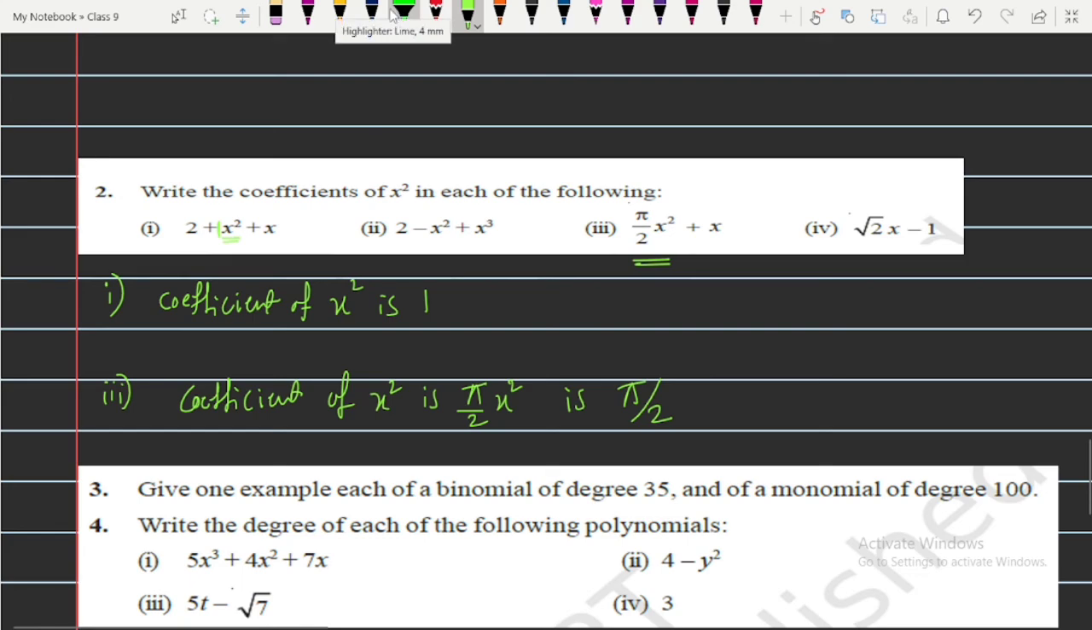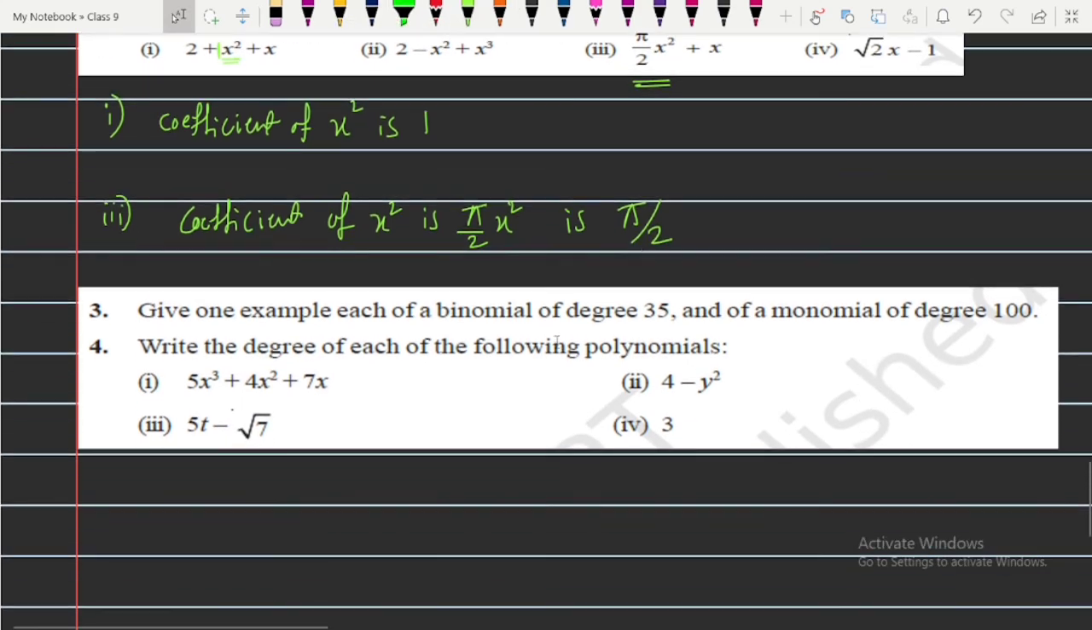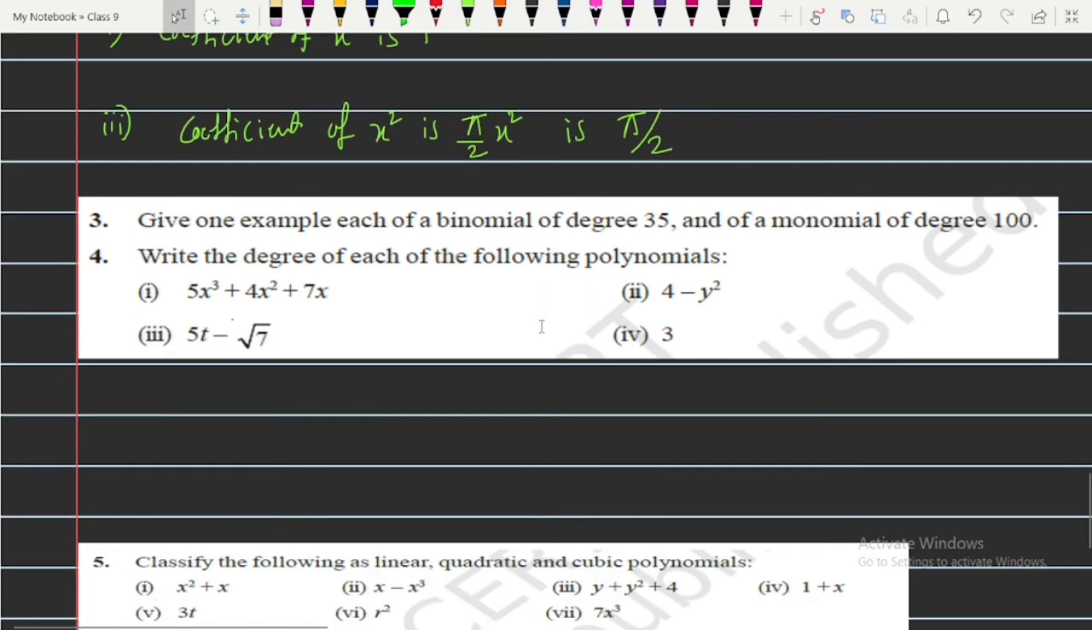Okay. Next, question number 3: give one example each of a polynomial of degree 35 and a monomial of degree 100. So we are going to write an example, a binomial of degree 35 and a monomial of degree 100. So for question number 3, we can write the answer here. We have to write a binomial. For example, x plus 2. It is a binomial. Yes. Monomial, binomial, trinomial.